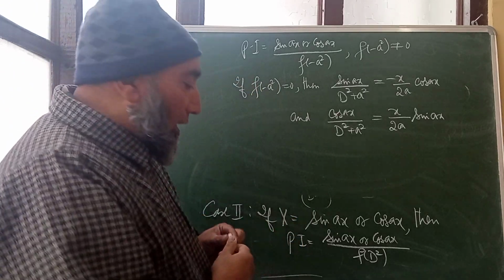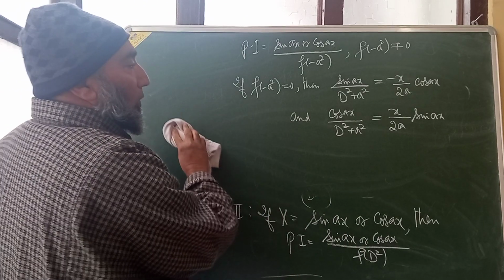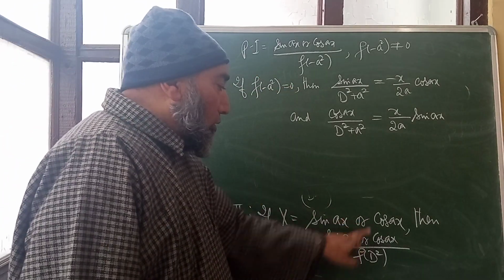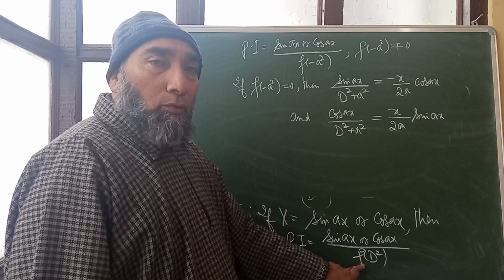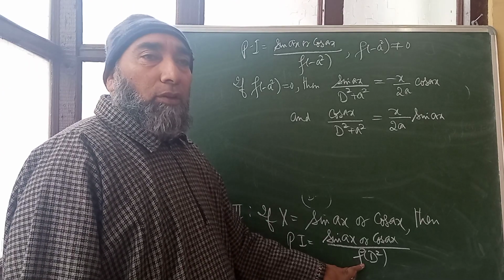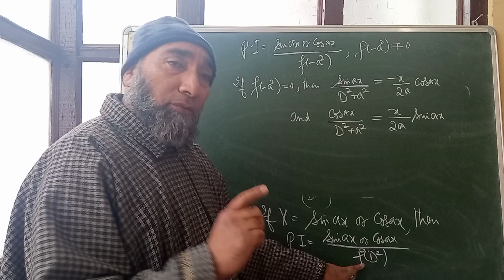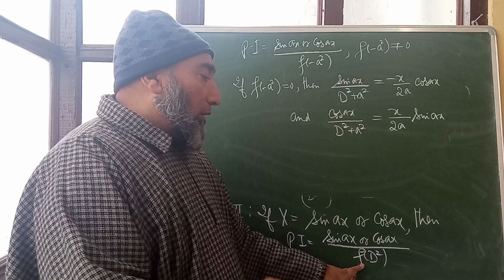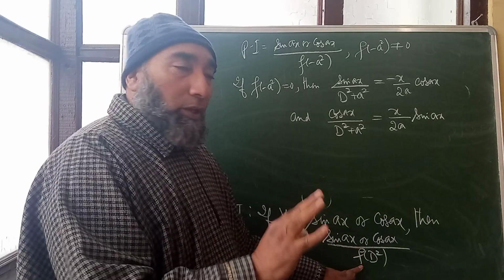Now case 3. Fine, let me explain it again. If you have sine or cos, in the denominator you will have, instead of f(D), f(D square). If it is f(D) only, then we can convert it into f(D square). F(D square) is to be there.